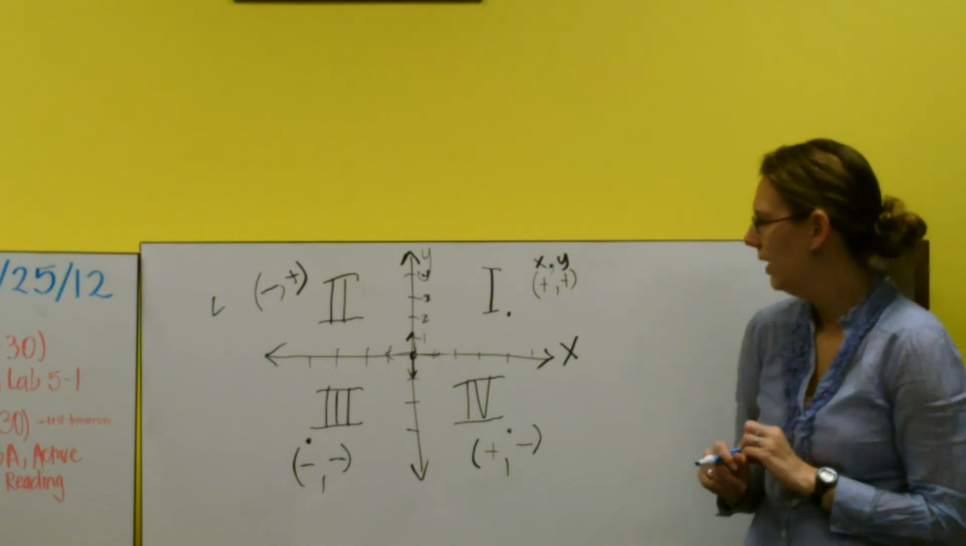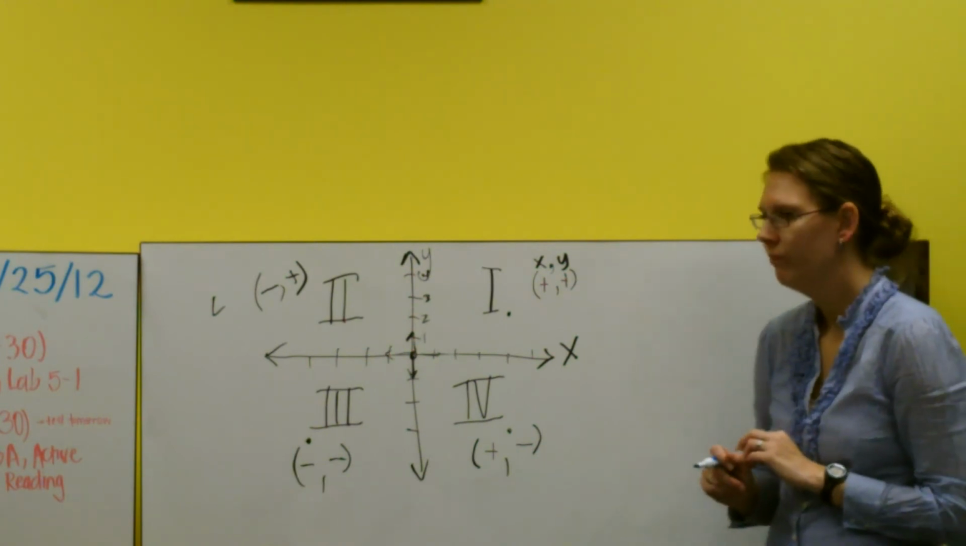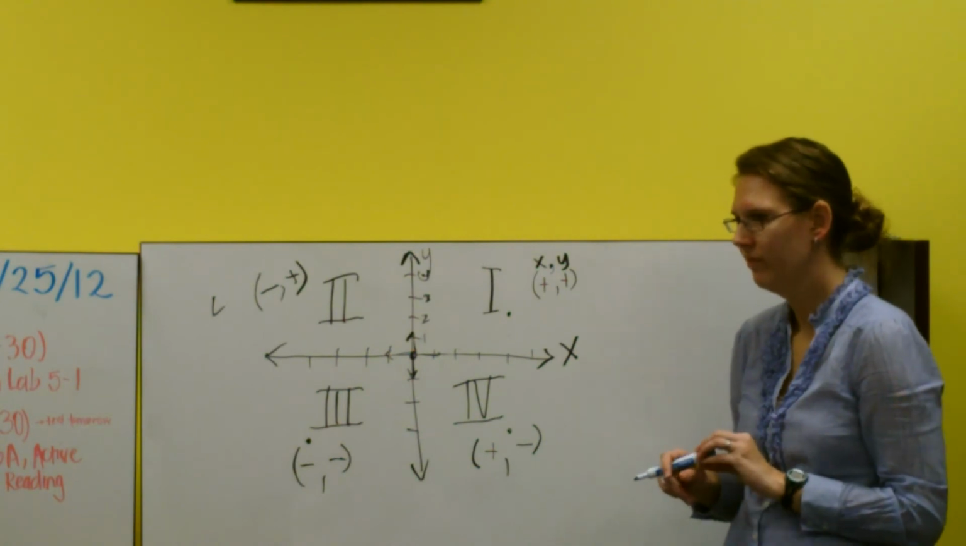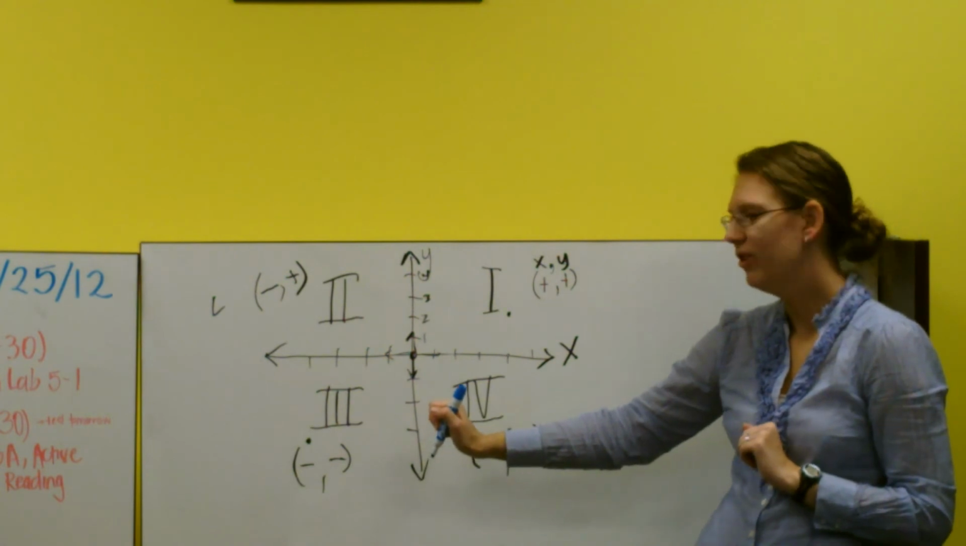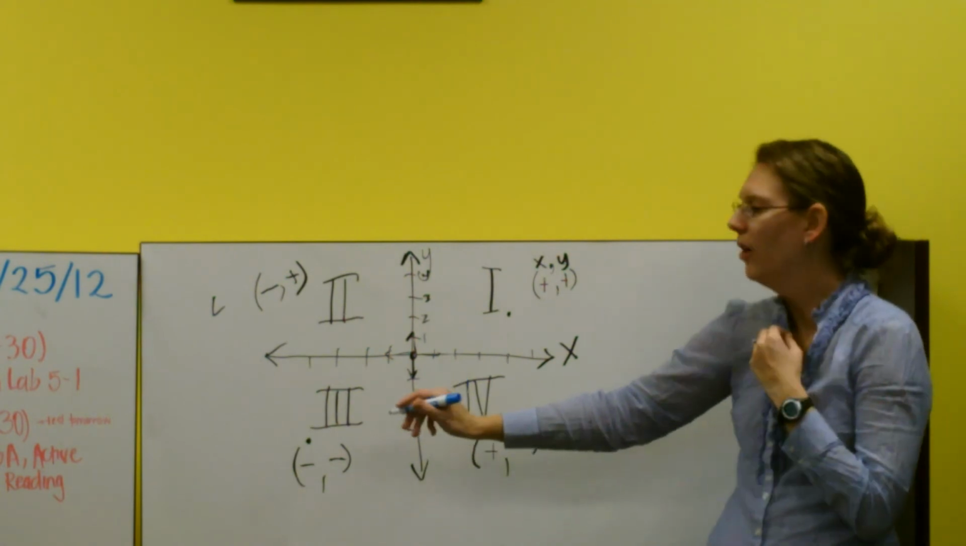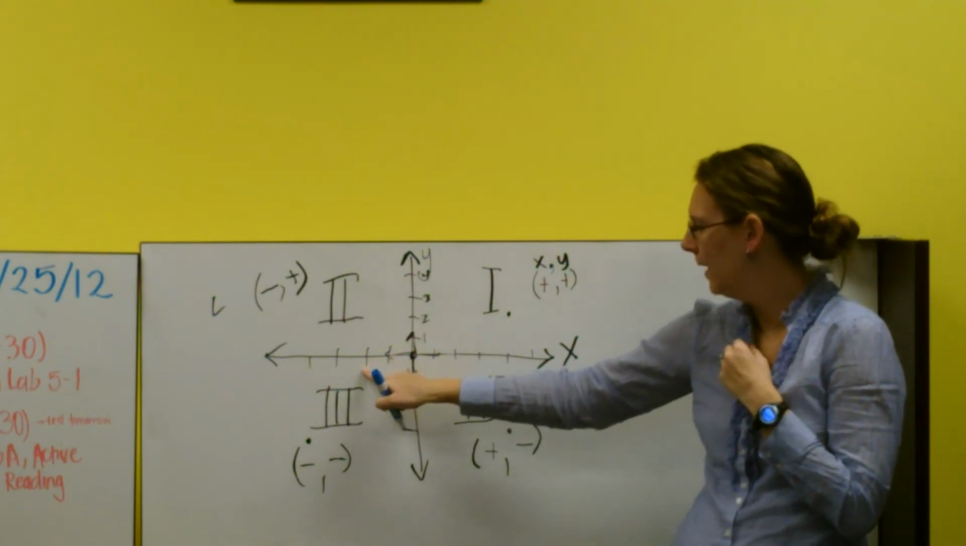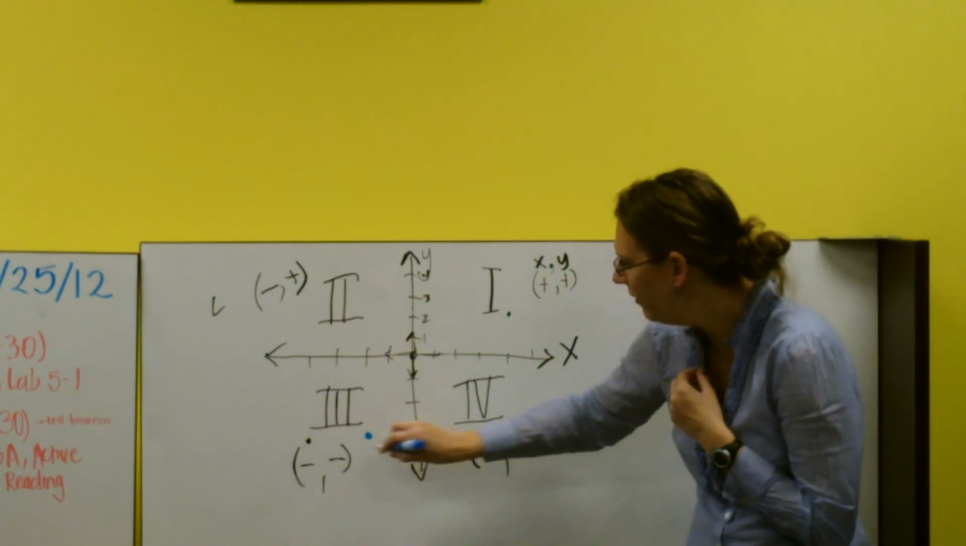-2, -3. Quadrant which? 3. Okay? And do I need to go over 2 or over 3? Over 2, and then what? Down 3. Okay? So there's my first point.